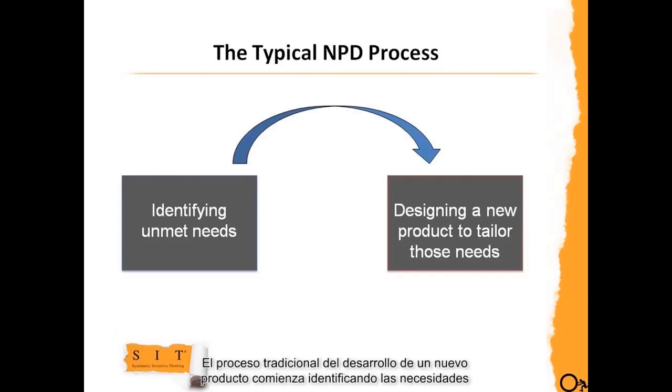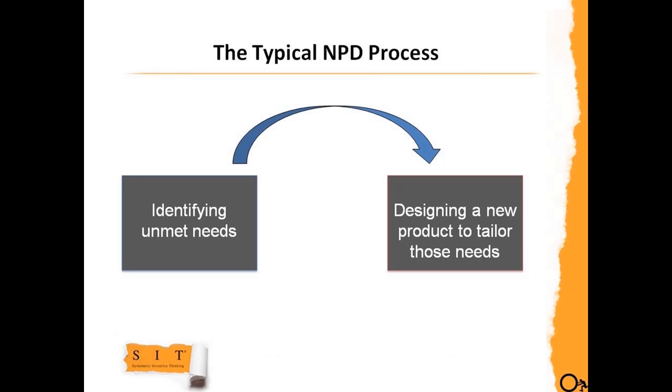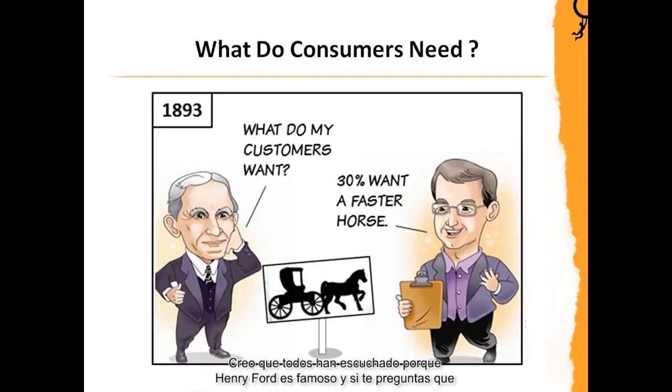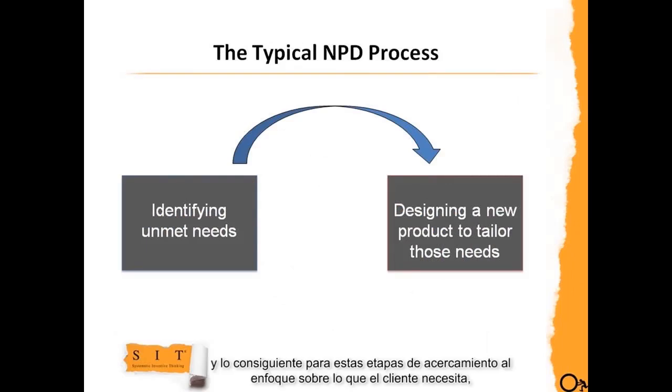The traditional process of new product development begins with the identification of new customer needs, typically through intuition, market surveys, focus groups, and the like. I think everybody is familiar with the saying that Henry Ford is famous for, that if you asked what his customers were looking for, they would probably say faster horses. And the ensuing stages for this kind of customer need-based approach are not surprisingly the planning and production of new products to satisfy the identified needs.